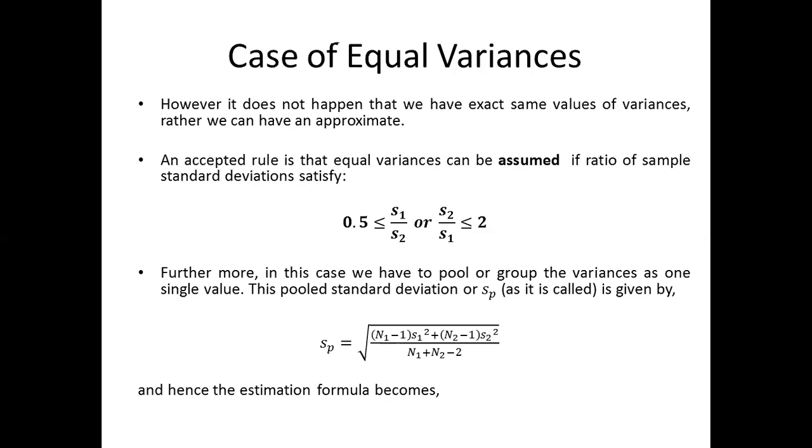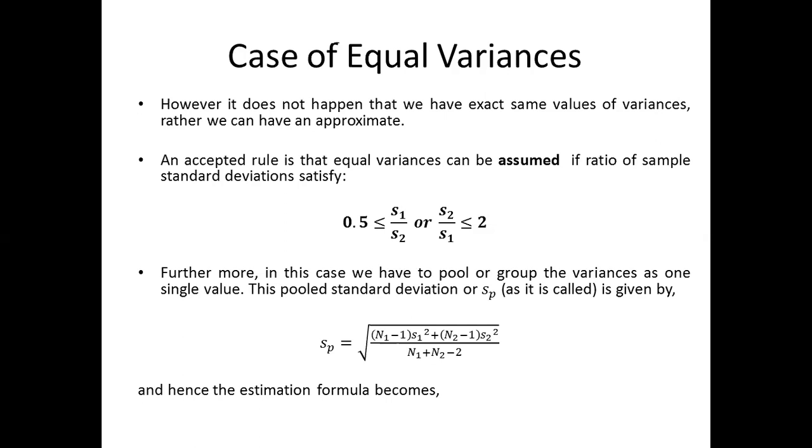Furthermore, when they are not exactly equal to each other, we basically have to make them equal, or in some way pool or group them. So if they are not exactly equal but lie in this ratio, then we have to pool or group the variances as one single value. The square root of this is called the pooled standard deviation, often indicated by SP, and is given by the equation SP equals under root n1 minus 1 s1 square plus n2 minus 1 s2 square upon the degree of freedom, which is n1 plus n2 minus 2.